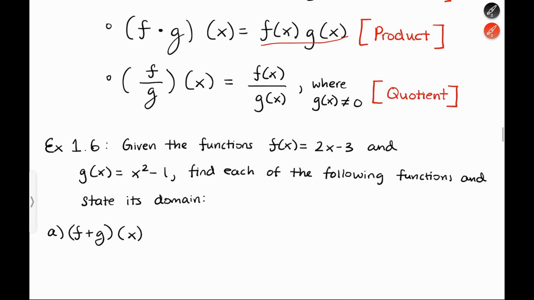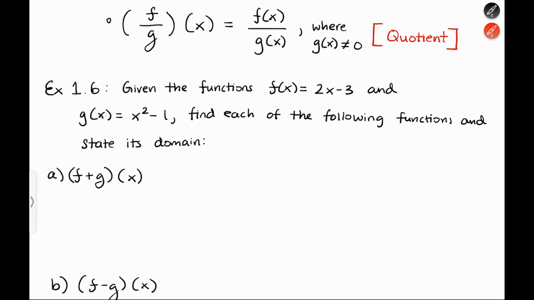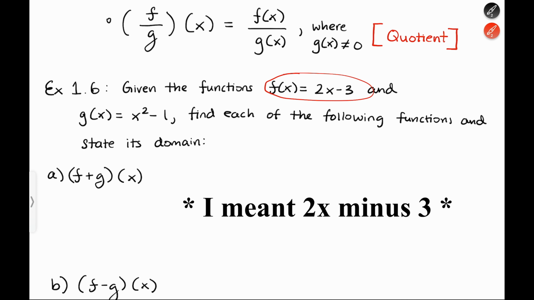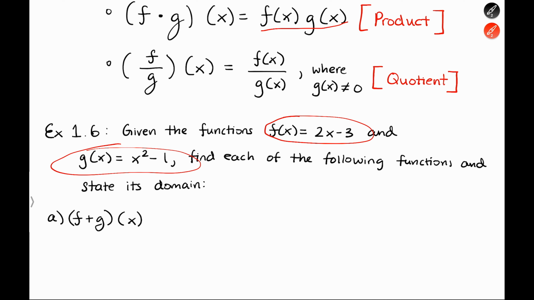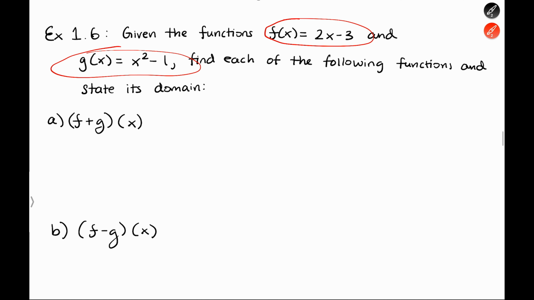So now we're going to try an example problem, and it says, given the functions f of x is equal to 2x plus 3 and g of x is equal to x squared minus 1, find each of the following functions and state its domain. So let's first work on part A, f of x plus g of x.